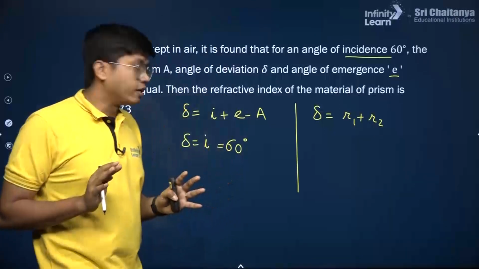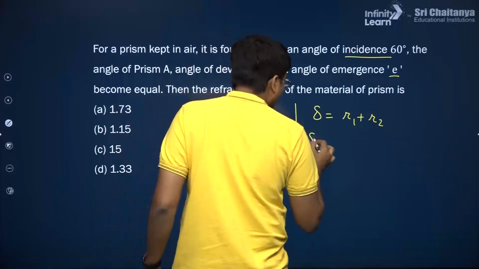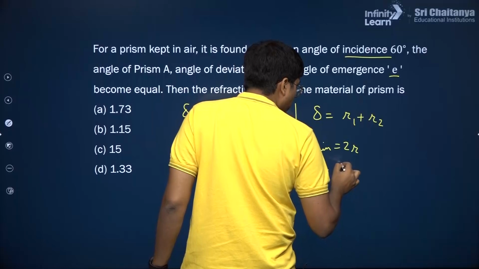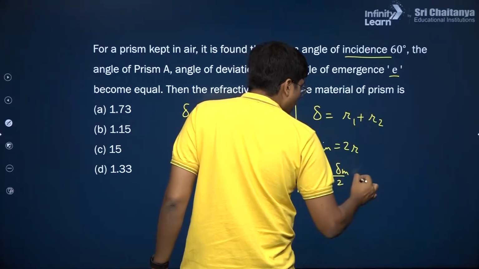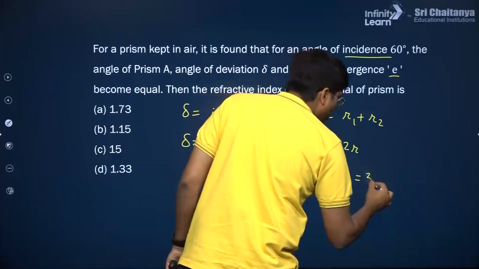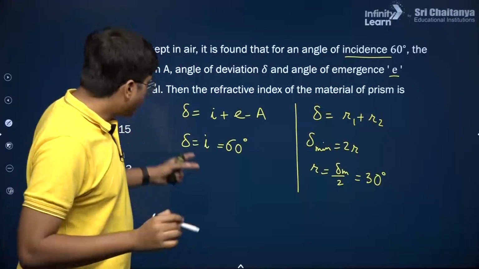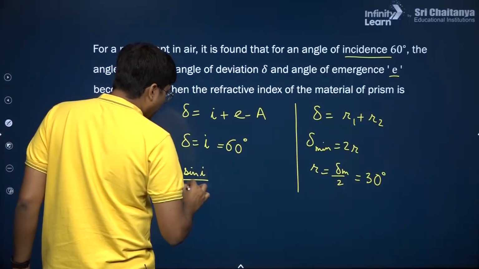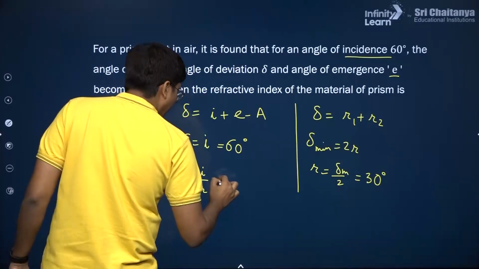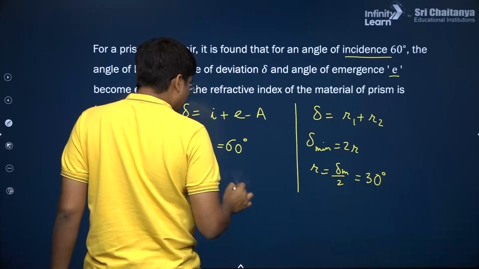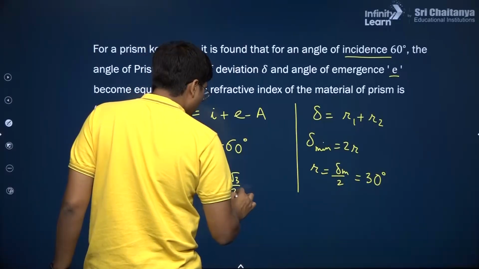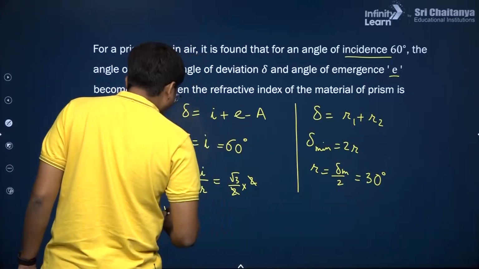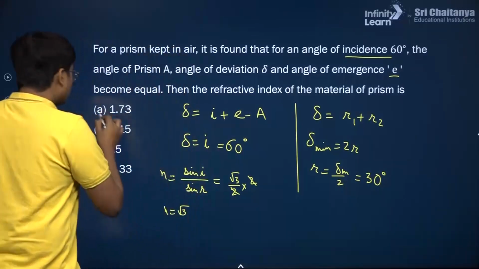You have the minimum deviation case, and in minimum deviation case, delta min is equal to 2R, or R is equal to delta min by 2. Delta min we got is 60 degrees, so R is equal to 30 degree. From there you can directly get the refractive index. N is equal to sin I by sin R, and that would give you sine of 60 is root 3 by 2 divided by sine of 30 is half, so 2 would come up top, cancel them, you have N is equal to root 3, that is 1.73.